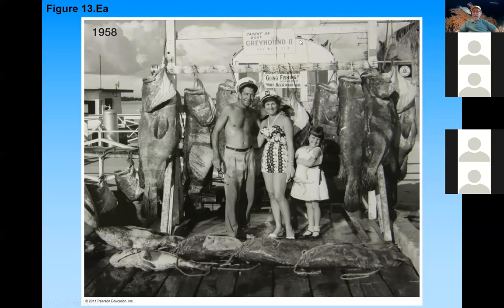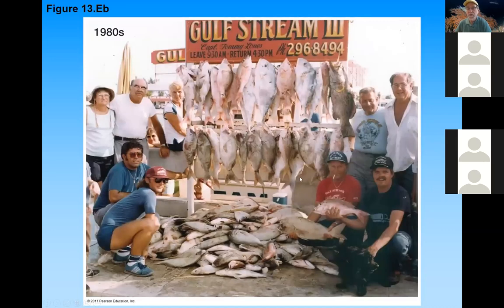the recreational fishing boat Head Greyhound 2 fishing out of Key West, Florida. They've been out for one day, and this is what they've caught. You see here the species: there's a Goliath grouper, there's snowy grouper, a lot of great big groupers have been caught. And this was one day's harvest. So in 1958, the ecosystem supported a population of very large individuals. The largest individuals are typically female, and they produce trillions of eggs and larvae. So removing these large individuals reduces the overall reproductive capacity of their populations. Well, let's step forward to the 1980s.